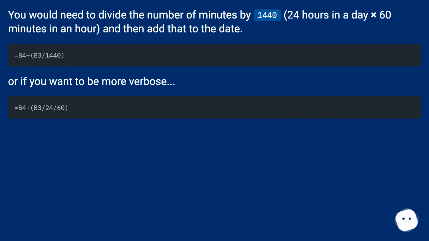You would need to divide the number of minutes by 1440, 24 hours in a day times 60 minutes in an hour, and then add that to the date. Or if you want to be more verbose.